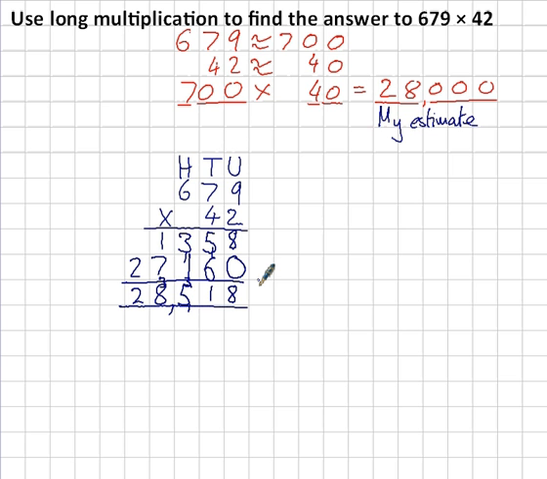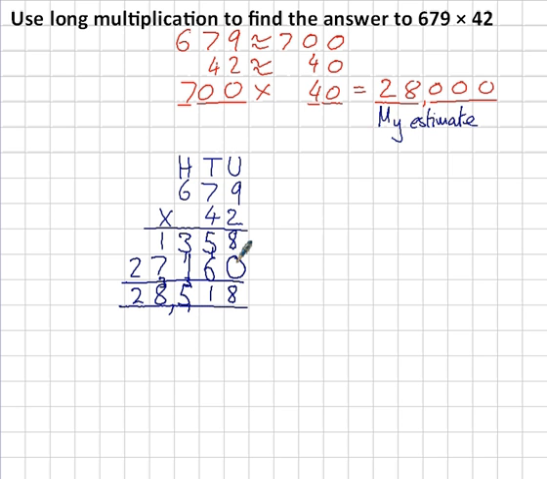28,518. Just to recap what I did there, I started by doing 9 times 2, which is 18, 1, 8. 7 times 2 is 14, plus the 1 that I'm carrying gives me 15. Then 6 times 2 is 12, plus the 1 that I'm carrying is 13. New line, write down a 0. We must get into the habit of doing that so it becomes second nature.